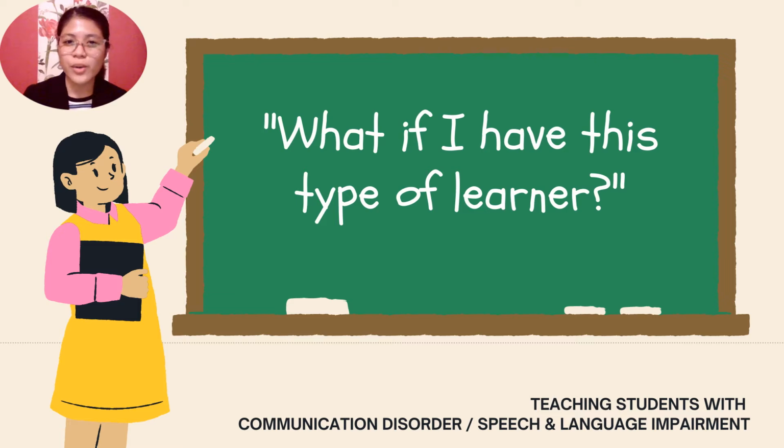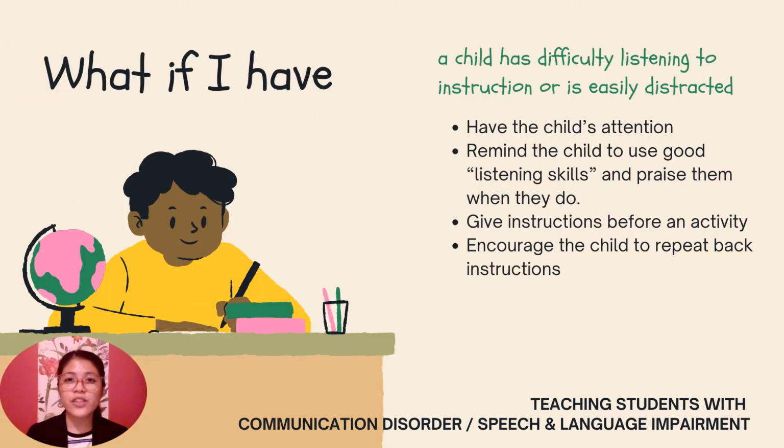Let us answer the question, what if I have this type of learner? What should I do? What if we have a learner in the classroom who has difficulty listening to instruction or is easily distracted? Teachers can get the child's attention and remind the child that he or she should use good listening skills, and it will not stop at that. The teacher should also praise them when they do these.